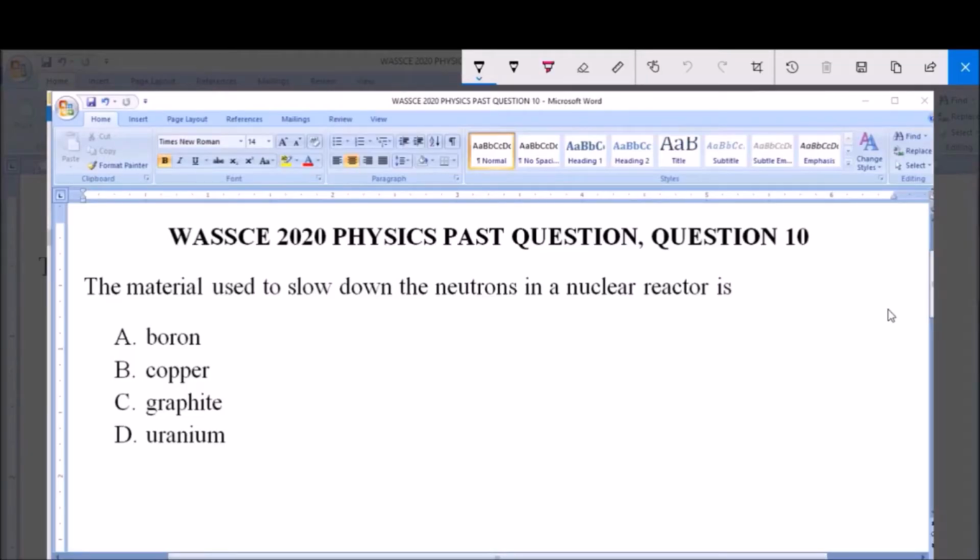I will be answering WAEC 2020 physics past question, question 10. The material used to slow down the neutrons in a nuclear reactor is A. Boron, B. Copper, C. Graphite, and D. Uranium. So we're asked to pick an option which is the material used to slow down neutrons in a nuclear reactor.